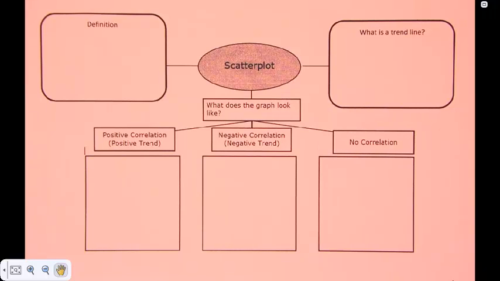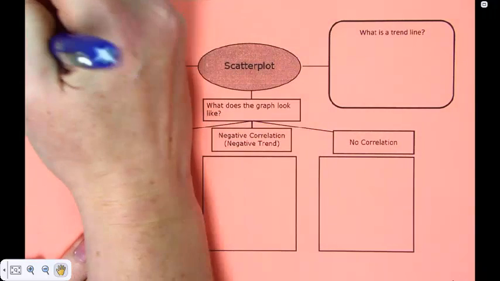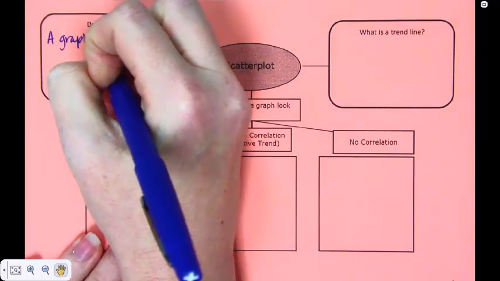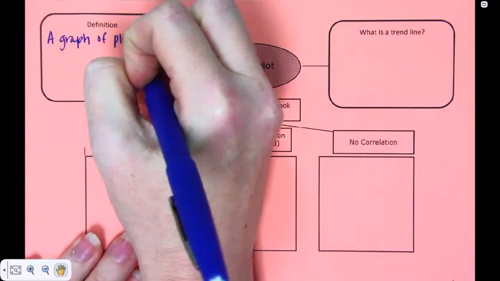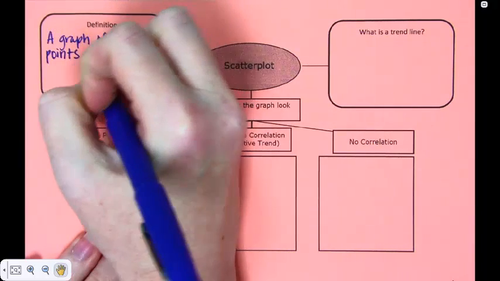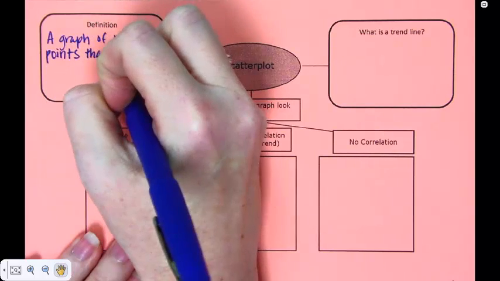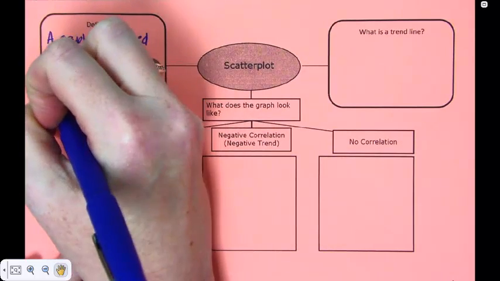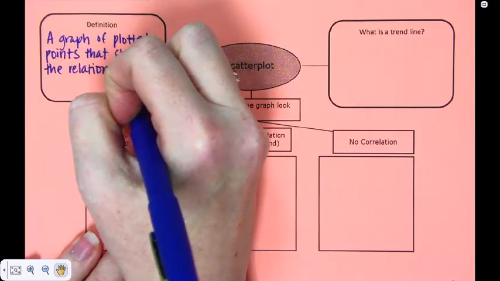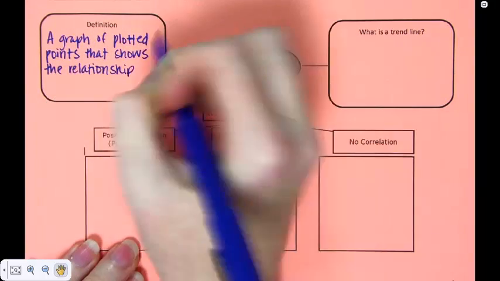The definition for a scatterplot is a graph of plotted points that shows the relationship between two sets of data.